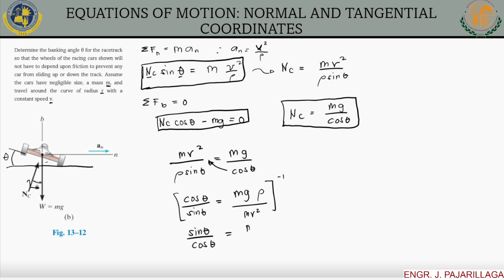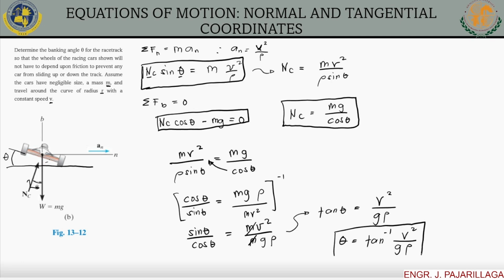I-reciprocate lang natin, over mv squared over m g rho. Makakancel ko si m. Sine theta over cosine theta is tangent theta, and that is equal to v squared over g rho. Okay? And your theta is equivalent to arctangent, o arctangent na nga, v squared over g times the radius of curvature. Okay? This is now your angle or your banking angle, okay?